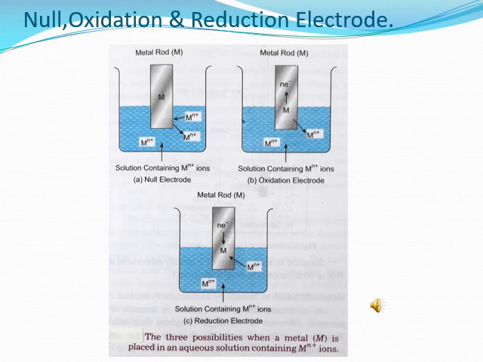Now here you see the three types of electrode: null, oxidation and reduction electrode. In null electrode, no oxidation or reduction takes place because neither the metal atom nor the ion undergoes any change. The other two are oxidation and reduction electrodes, about which I have already explained you.